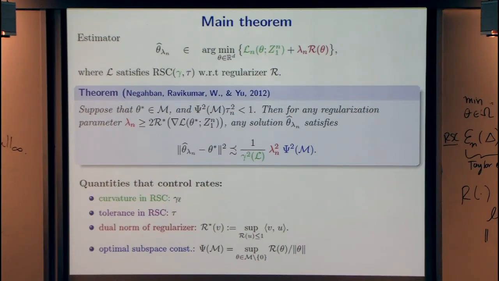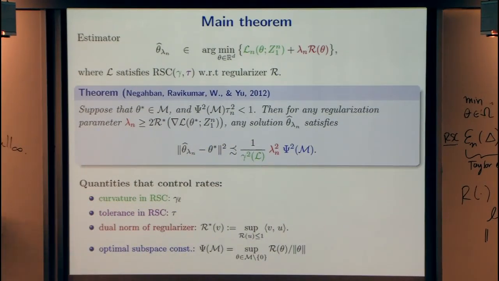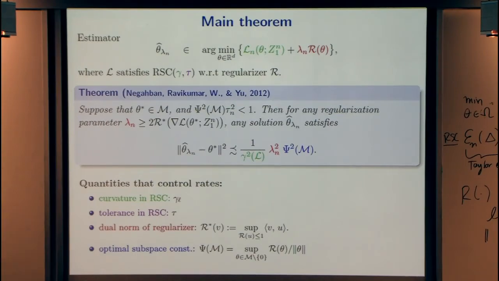The first form of it says the following. Suppose you have a subspace M in which your true parameter belongs. So in the case of sparse vectors that we did this morning, this would be a subspace of vectors that have a fixed support. It says, suppose this is less than 1. I'll come back to that. It says, be sure that you choose your lambda n big enough. Lambda n has to satisfy the dual norm bound. And then what it says is that any solution has squared L2 error that's at most the regularizer squared, times 1 over the curvature squared.